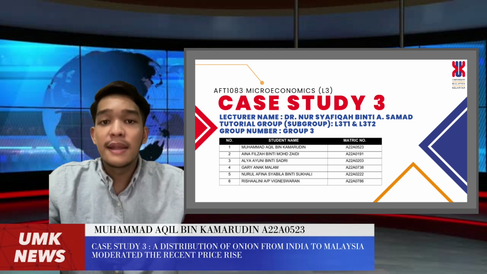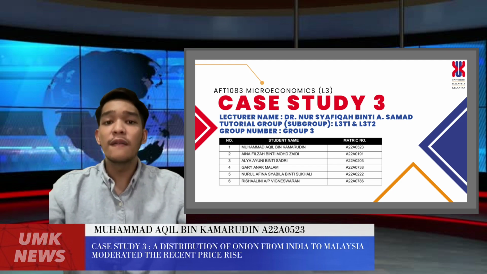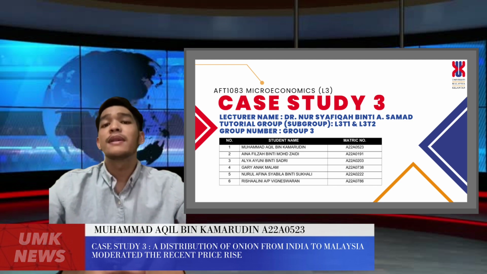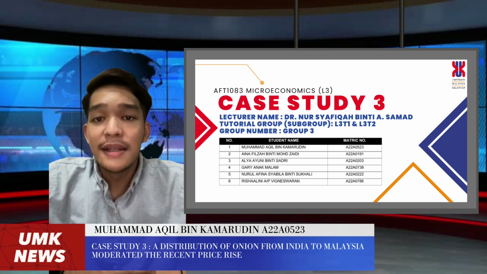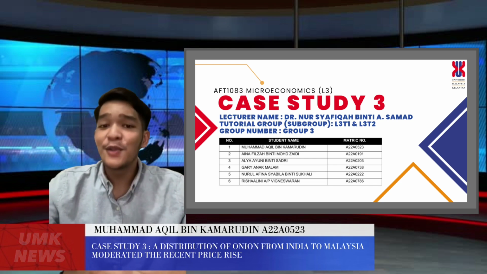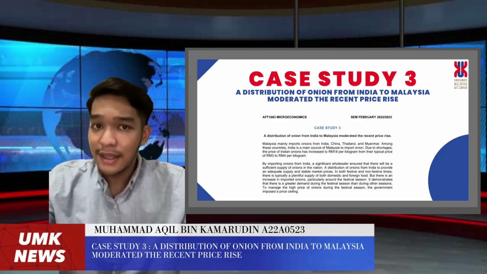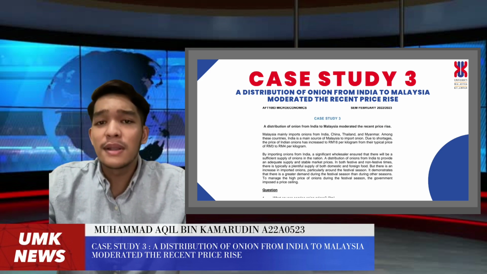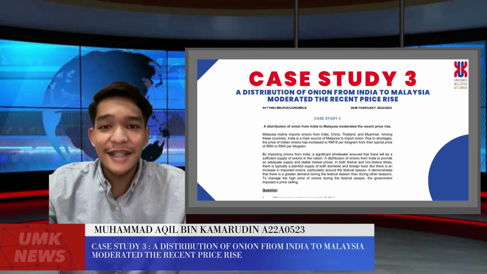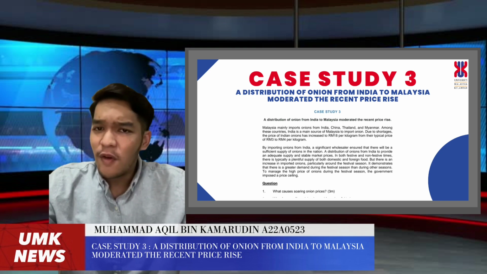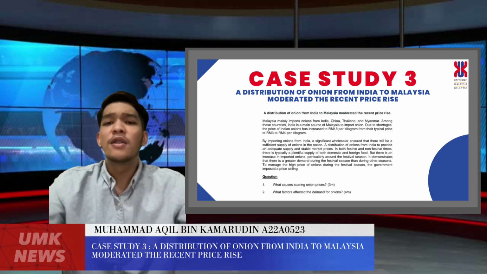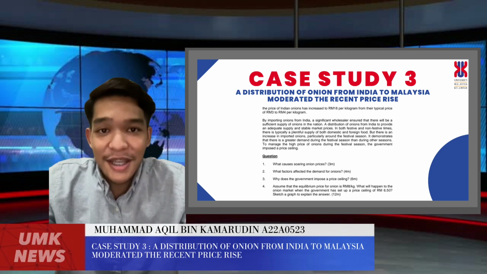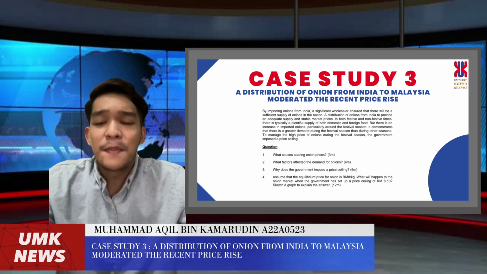In this video, my teammates and I will present our first assessment, which is a case study. We will talk about case study number 3: the distribution of onions from India to Malaysia moderated the recent price rise. As the statement given, we believe that Malaysia mainly imports onions from India, China, Thailand and Myanmar. But due to shortage, the government managed the high price of onions, especially during the festival season, and then imposed a price ceiling.